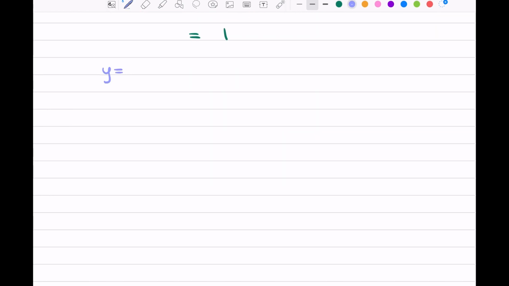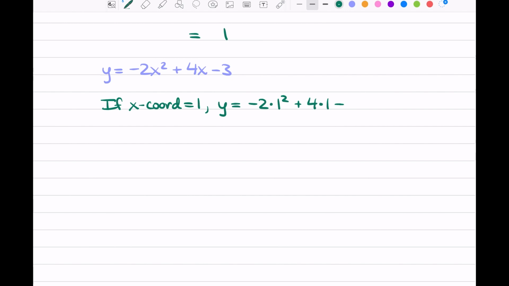I'll bring our equation down here. So if our x-coordinate equals 1, then y equals negative 2 times 1 squared plus 4 times 1 minus 3. And we can write out our PEMDAS to work through this.